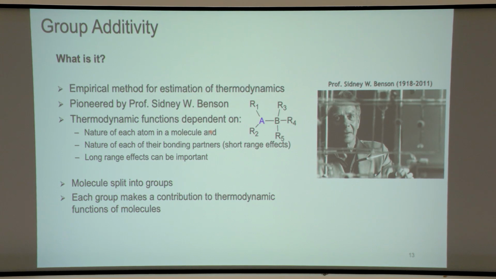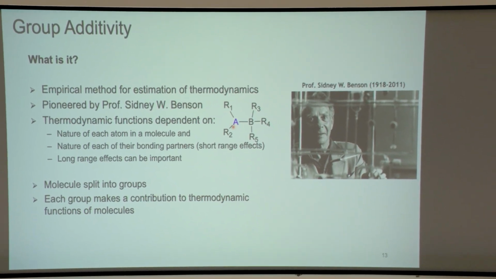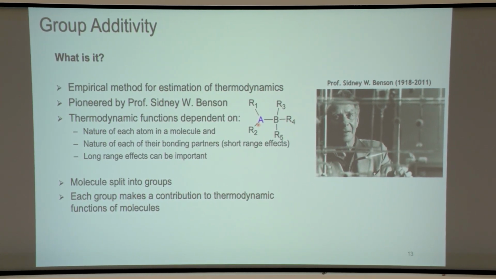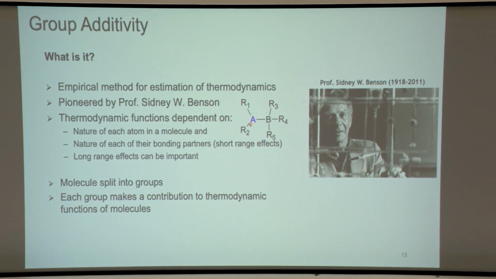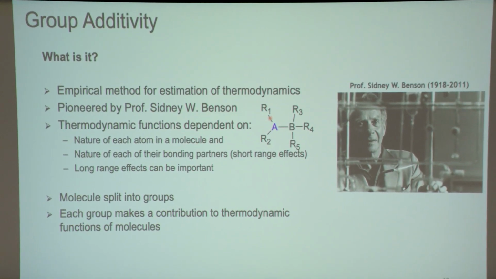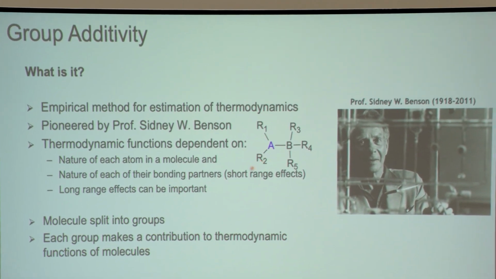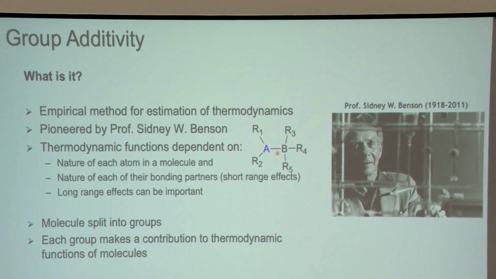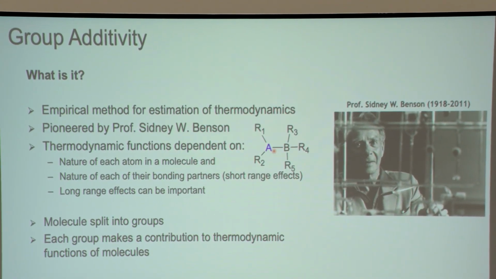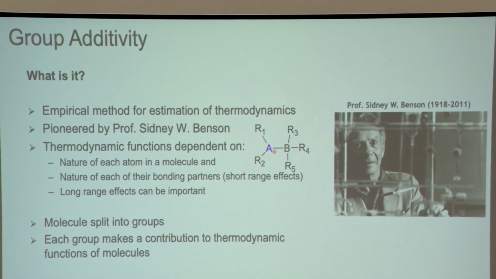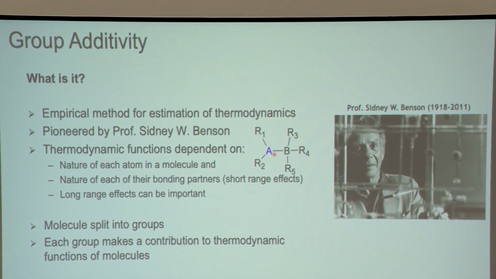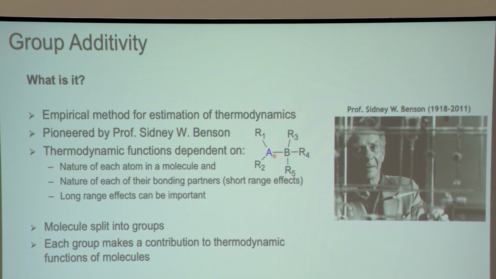So he started to say, from observations, can we assign some values to specific groups that are inside of a molecule? Depending on the atom and what this atom is connected to, that's what determines the nature of the molecule and its energy. So he says the nature of each atom, the nature of the bonding partners, as well as some long-range effects of how this group or this atom is situated in the rest of a molecule, can be used to predict the thermodynamic data.